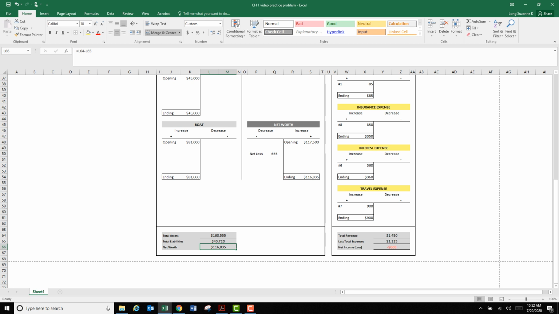When we get going and we're looking at businesses, we're going to see net income or net loss, and we're going to see owner withdrawal. We're going to see how much did the owner take out of the business. So that's it for the totals here.